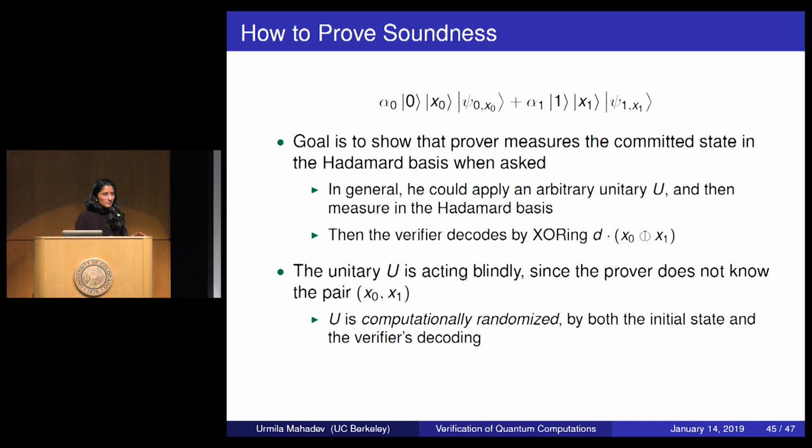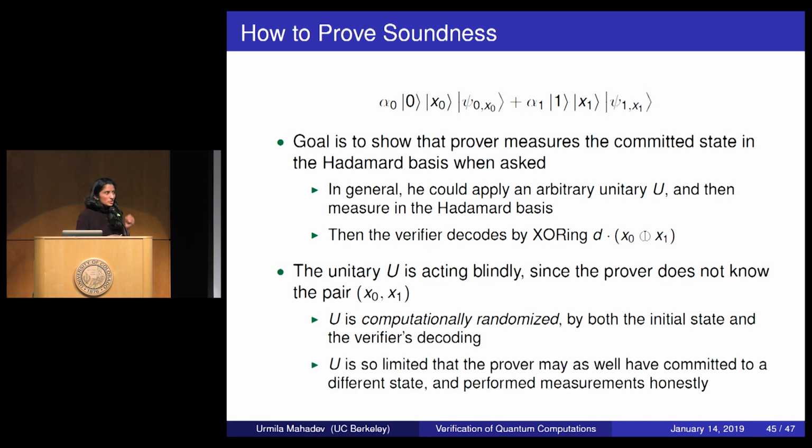And for those who know, I'm going to use something like the Pauli twirl, which is a technique in delegated computation. But the Pauli twirl is kind of a computational version. And what I show is that this computational randomness limits the prover so much that his unitary U essentially commutes with standard basis measurement. So by randomizing it, I can simplify the unitary U so it commutes with standard basis measurement. And what that means is that the unitary U could have just been applied to this committed state, and then the prover could have performed the measurements honestly.